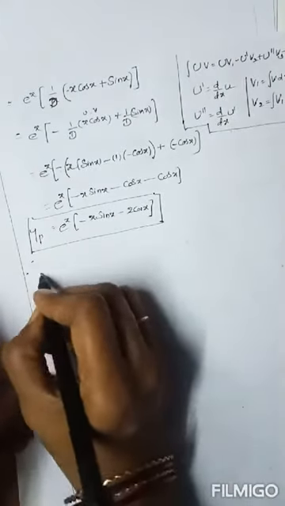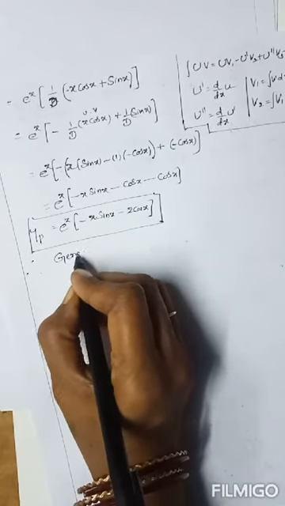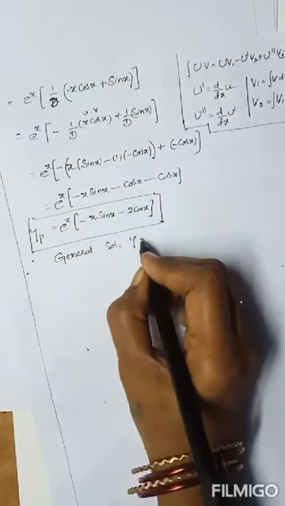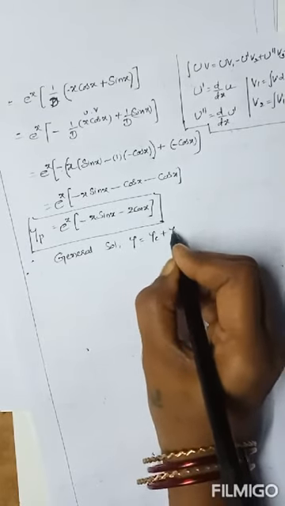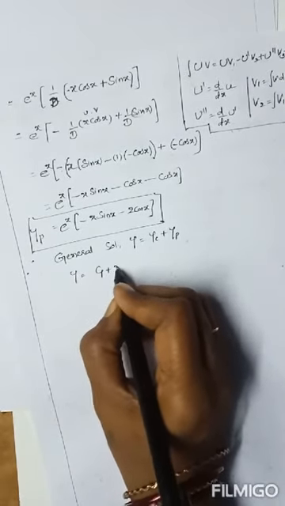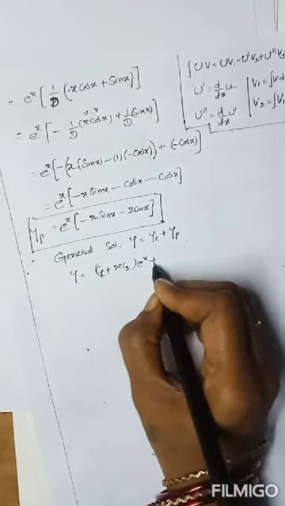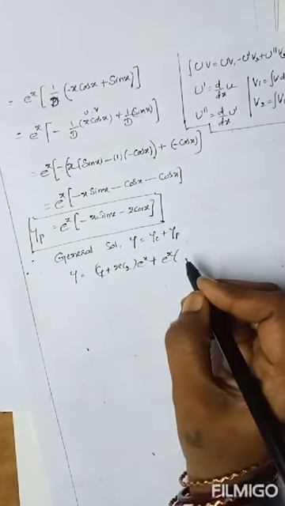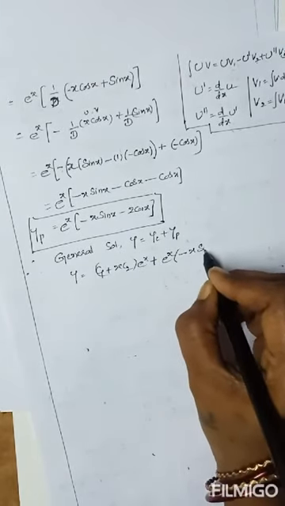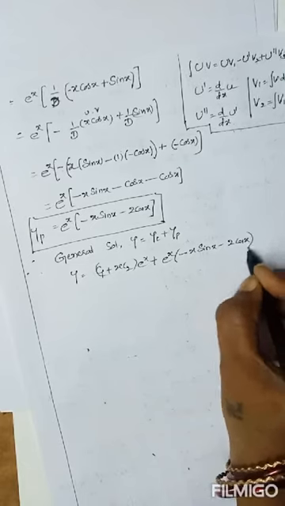After that, the complete or general solution: y equals yc plus yp. y equals yc, (c1 plus x c2) into e power x, plus yp, which is e power x into minus x sin x minus 2 cos x. That's it.